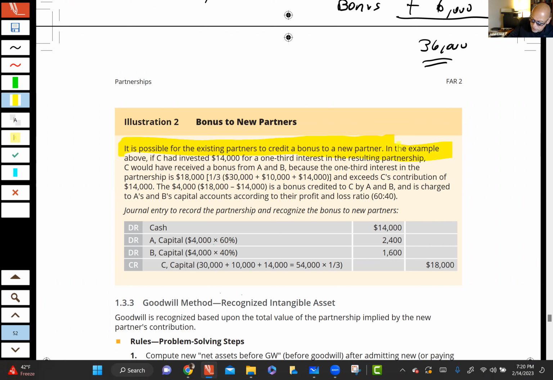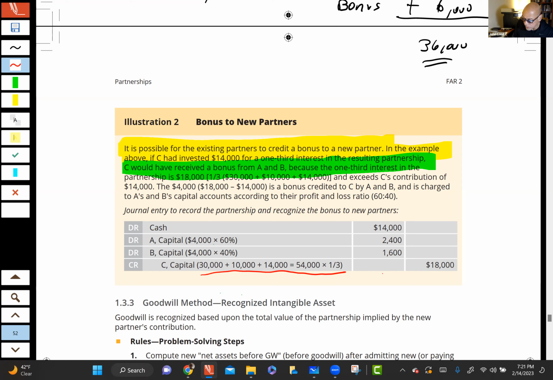Okay. So now they're telling us that C invests 14,000 for a 1/3 interest. So now C is the one that's receiving the bonus, and I'm going to put that in green because now they're giving me the answer. From A and B, because the 1/3 interest is what? The 30 plus the 10 plus the 14, 1/3 of that. What's 30 plus 10 plus 14? Let's go ahead and do the math. Oh, it's right here. 30 plus 10 plus 14 gives me 54 times 1/3, which means this person's getting 18,000, but they're only paying 14,000 for that. So they're the ones getting the bonus here.